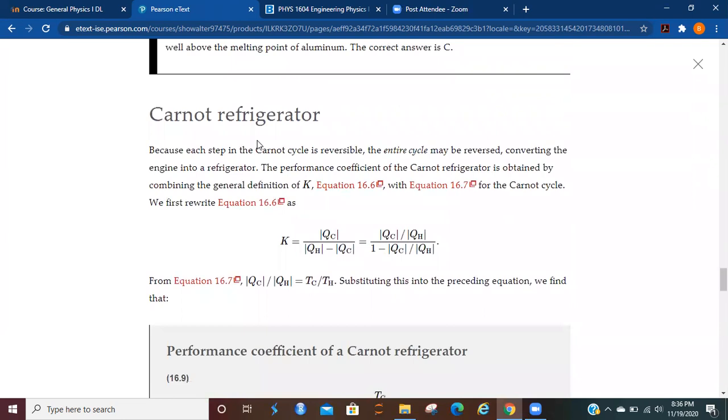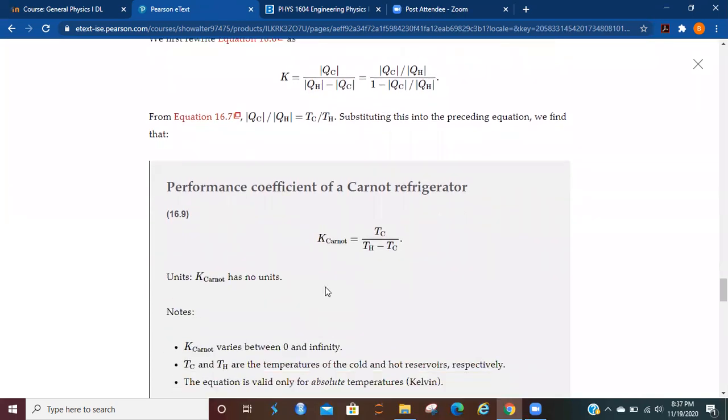Now, the Carnot refrigerator: because each step is reversible, the entire cycle may be reversed, converting the engine into a refrigerator. The performance coefficient is going to be obtained in the same manner. And then you can see those relationships here. And then if you substitute in the relationship between the heats that are exchanged and the temperature, you can see that the performance coefficient of a Carnot refrigerator is going to be given as such.